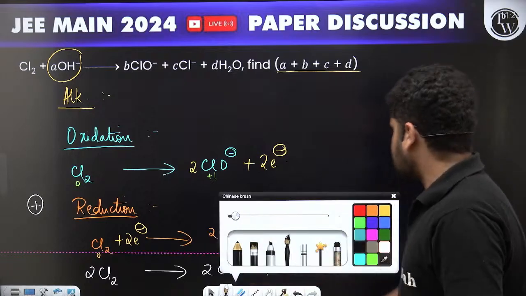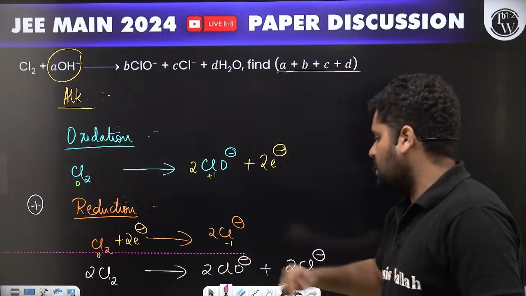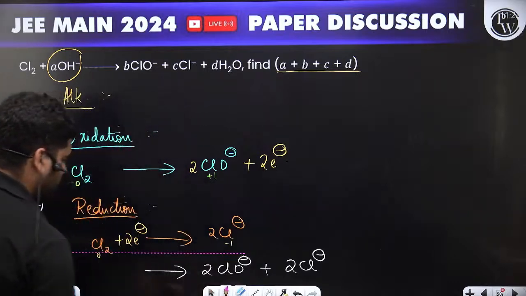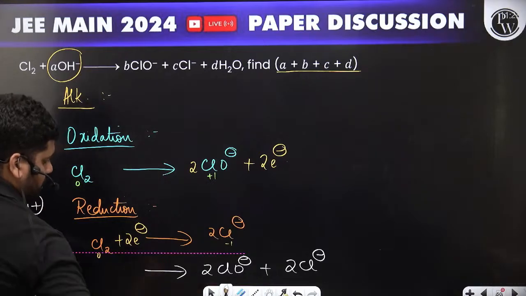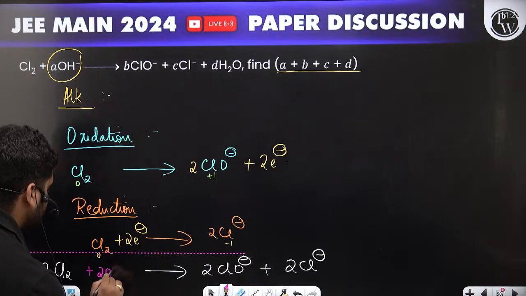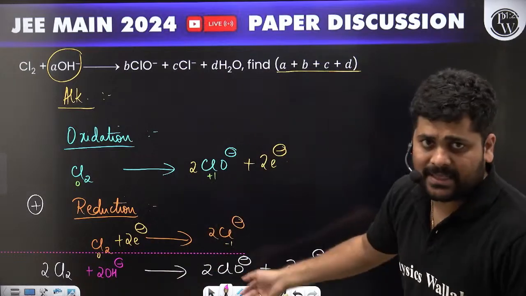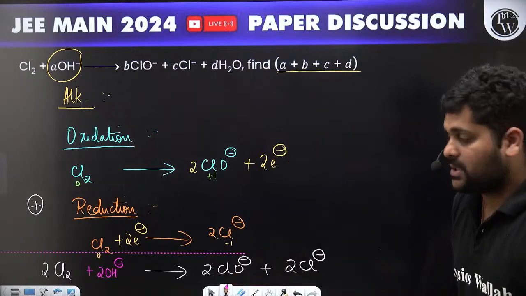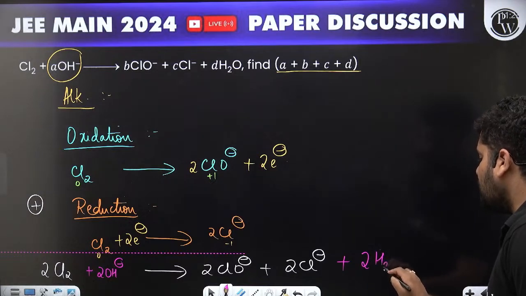Now look at oxygen atoms. Here you have 2 oxygens, there is no oxygen over there. So let me put 2Cl2 over here, and then for oxygen atoms, I have 2, so I'll put 2OH minus. For 2 oxygens I have put 2 hydroxide ions in basic medium. Next, look at hydrogens. How many hydrogens are there? 2 hydrogens. Here also there should be 2 hydrogens. For 2 hydrogens you need to add 2 water molecules.